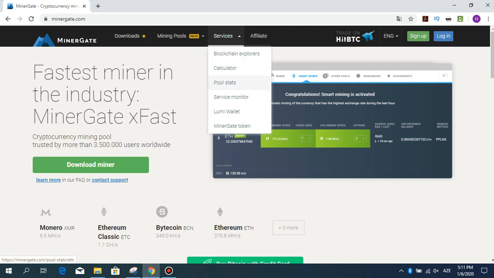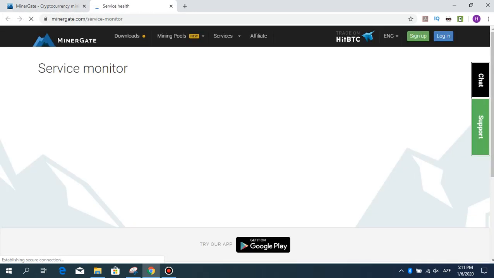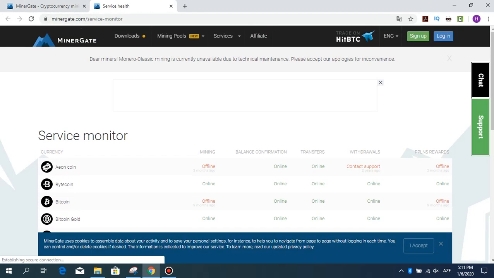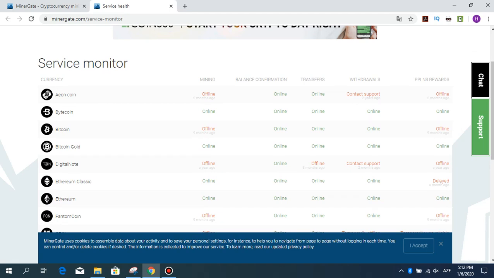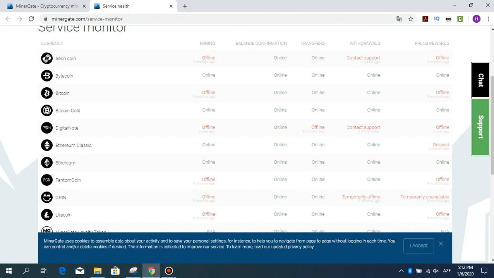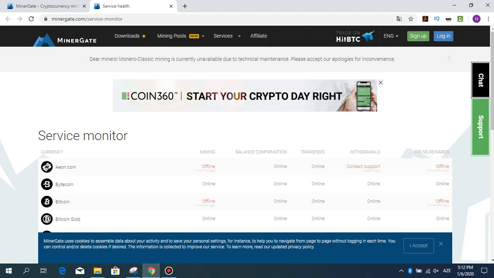service blockchain explorers: calculator, pool stats, service monitor, Lumi wallet, Minergate token, and you can open the service monitor. You can see in the service monitor, Ion coin meaning offline, no transfers online. Bytecoin online, and balance confirmation transfer online. Bitcoin mining offline, because it is very difficult to mine Bitcoin, balance information and transfer withdrawals online. Ethereum Classic online mining, Ethereum online, and Zcash online, Monero online, and Minergate loyalty token MG online mining.